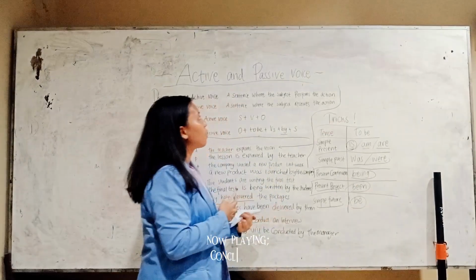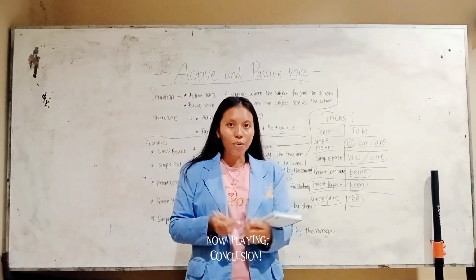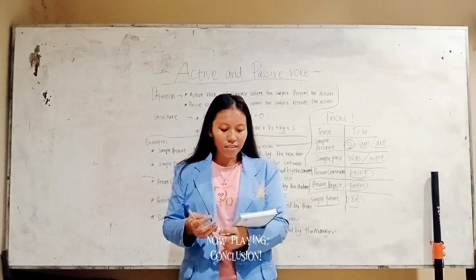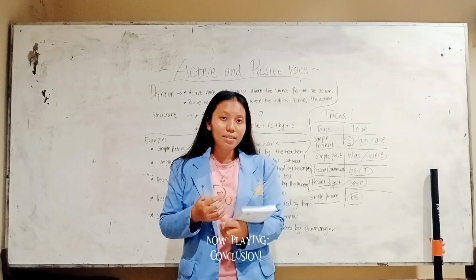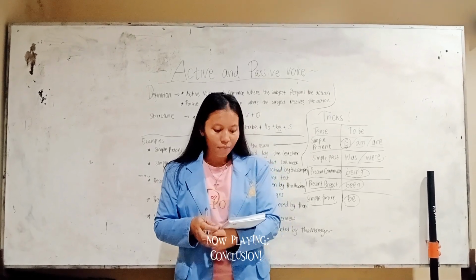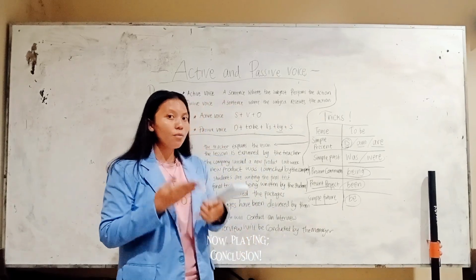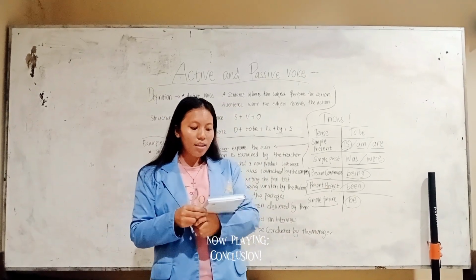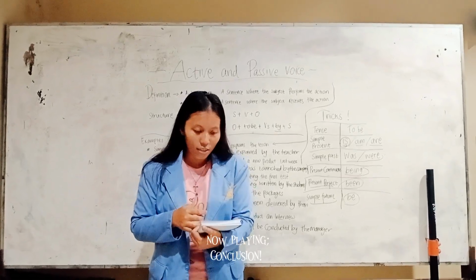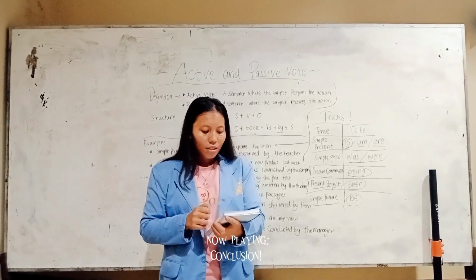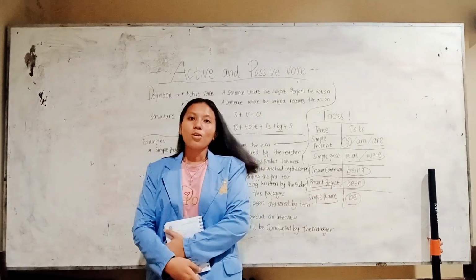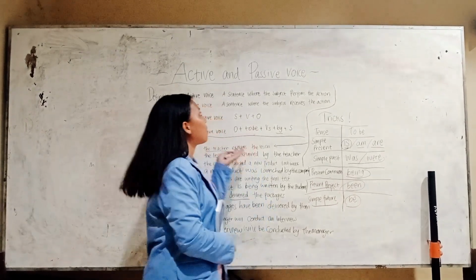In conclusion, active voice is clear, direct, and focuses on who does the action, while passive voice emphasizes the object or the receiver of the action. And by learning both voices, we can express ideas more effectively, depending on what we want to focus on in the sentence, the doer or the result.